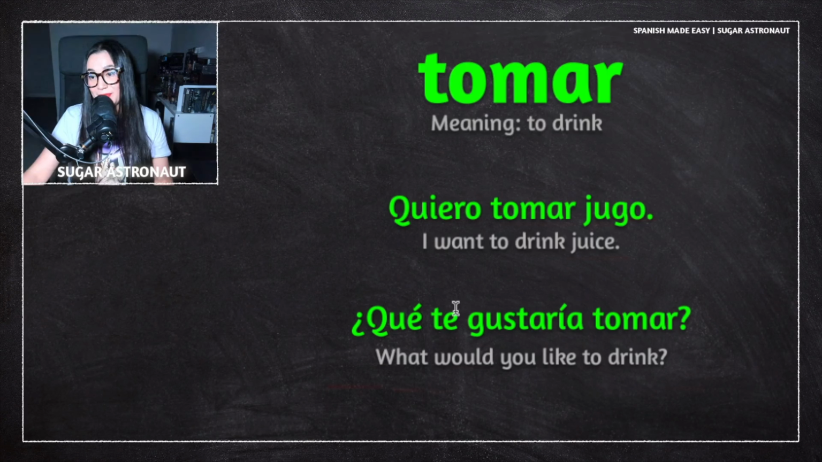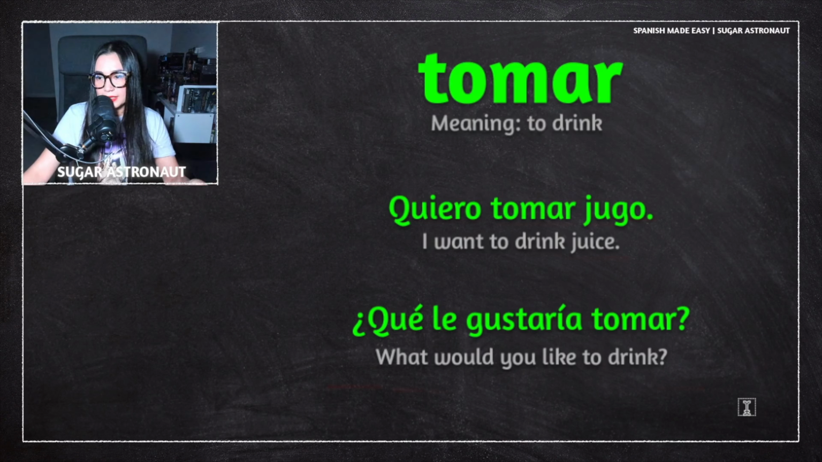And if you want it formal, you have to change this to that. ¿Qué le gustaría tomar? ¿Qué le gustaría tomar? And that is formal. So you would use that formal question if you want to ask this to your boss, to someone who's older than you, or someone who you don't know too well. But let's do it informal. ¿Qué te gustaría tomar? What would you like to drink?